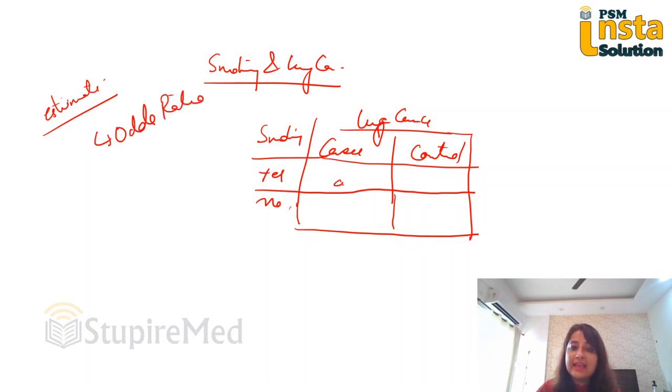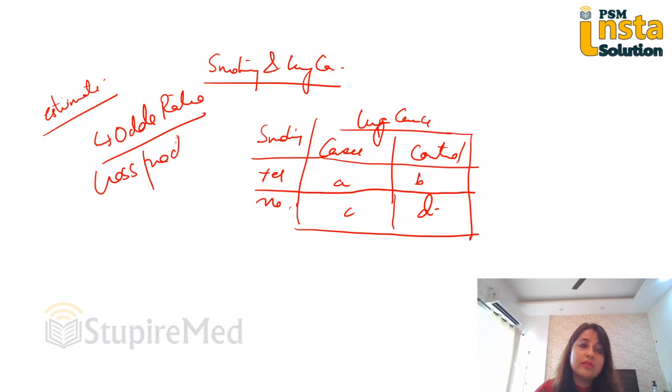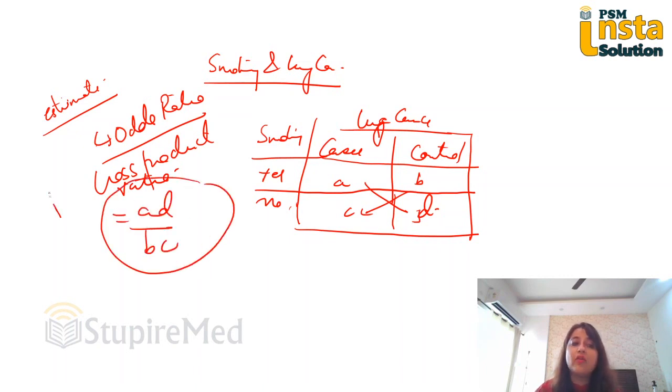If this is A, this is B, this is C, this is D, then you have to find out the exposure status among cases and controls. And this odds ratio is nothing but a cross product ratio. All right, and the formula of this, please remember, this is asked, is AD upon BC. They will ask you this formula and they will also ask you the calculation for it. Understood? So this is about odds ratio or cross product ratio that you must know. The formula is AD upon BC.